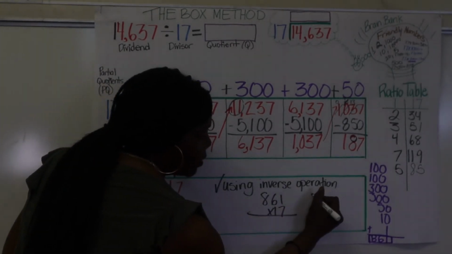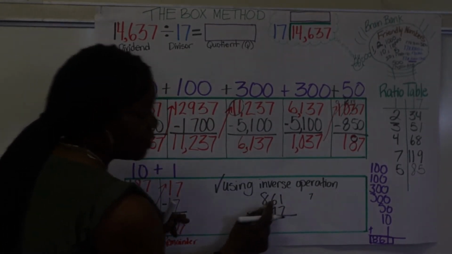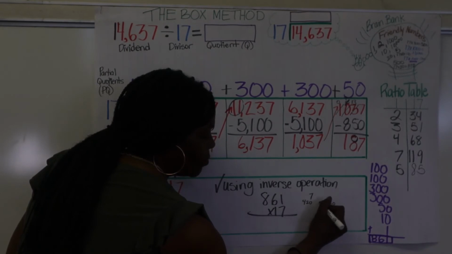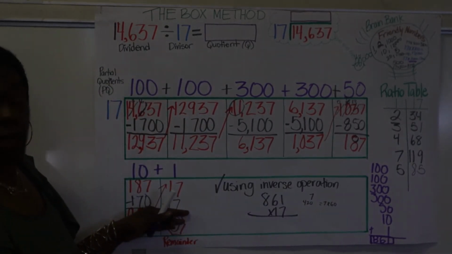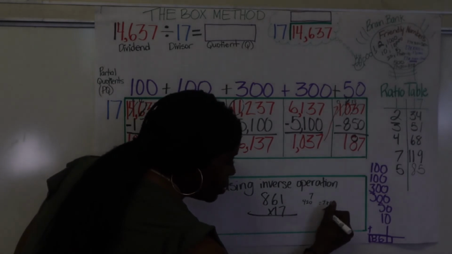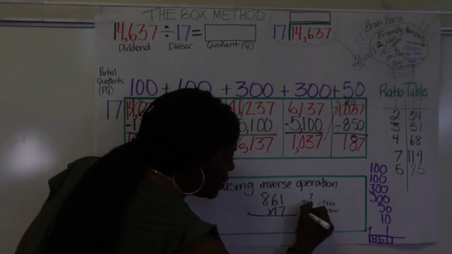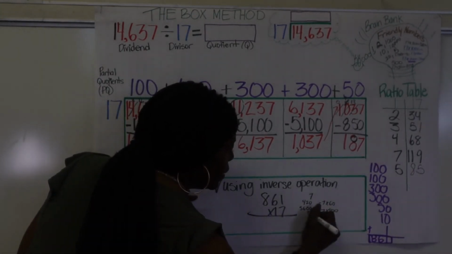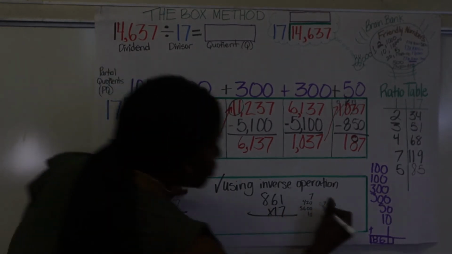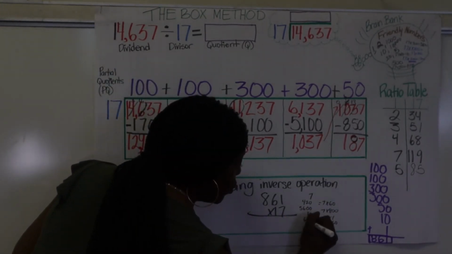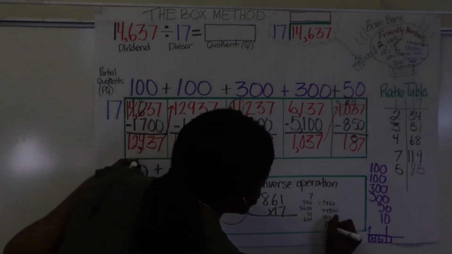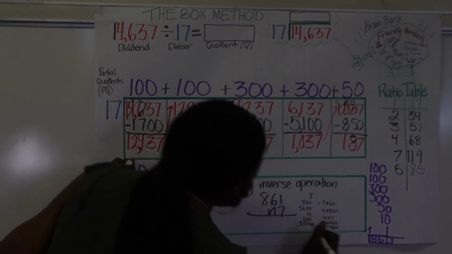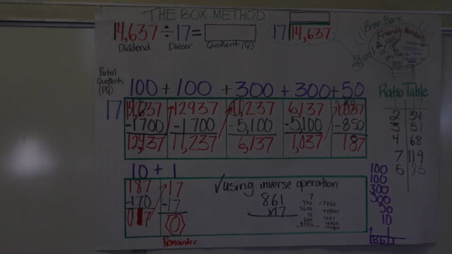7 times 1 is what? 7. 7 times 60 is 420, because 7 times 6 is 42, right? All right, 7 times 800 is 5,600. All right, 10 times 1 is 10. 10 times 60 is 600. And then 10 times 800 is 8,000. All right, add all that up and see if you get this 14,637 when you add.